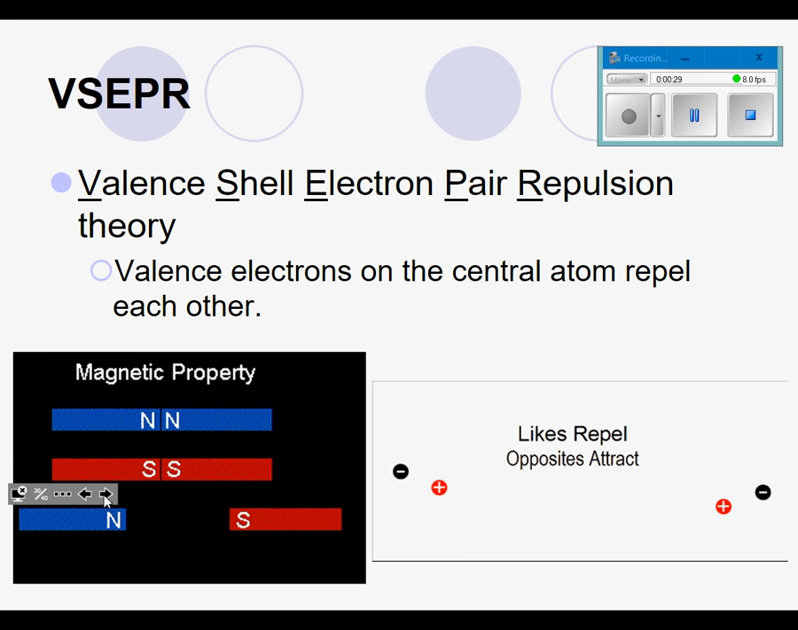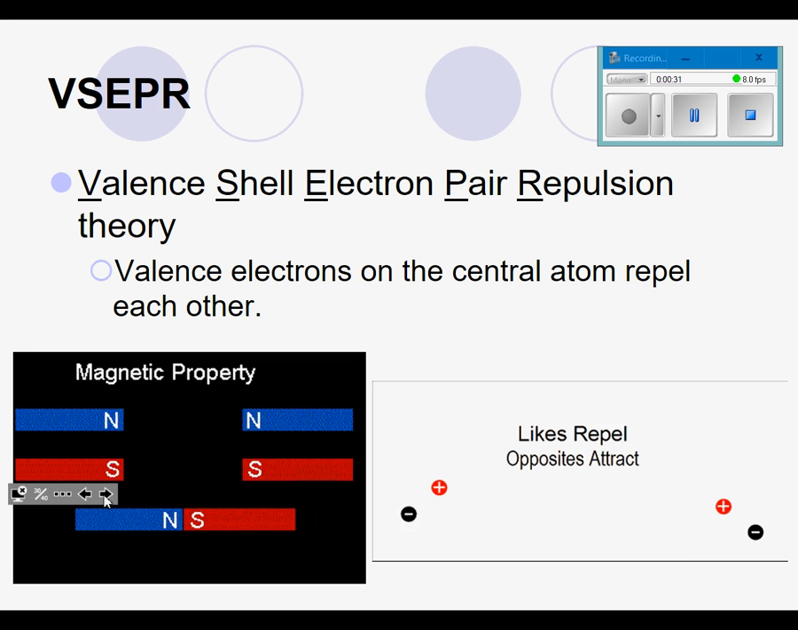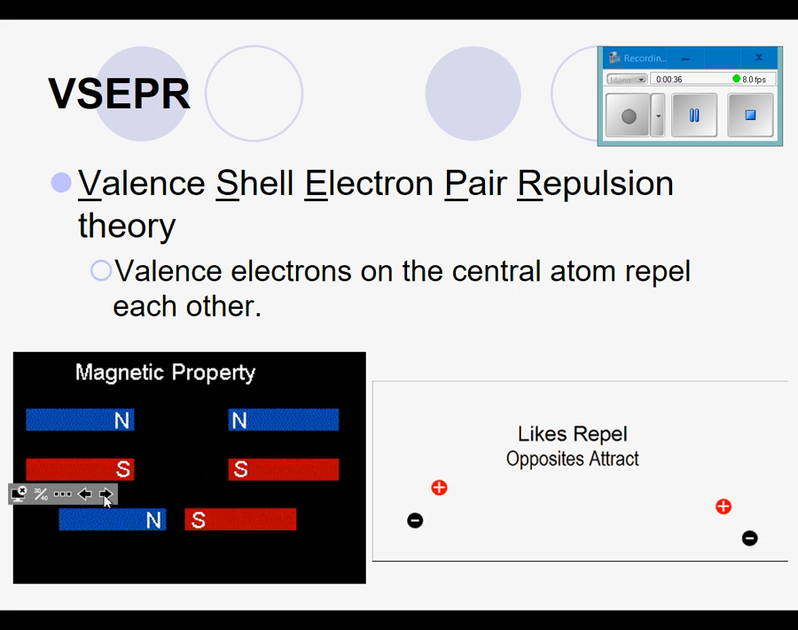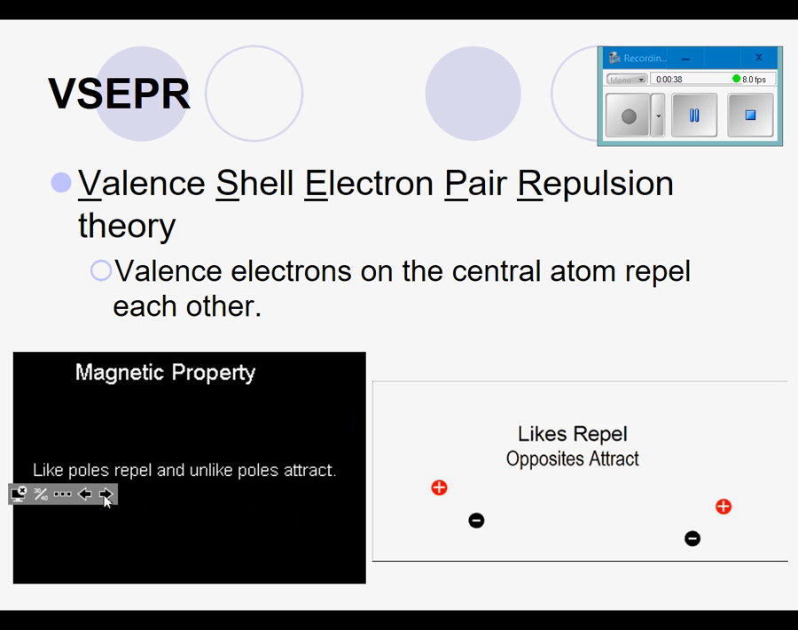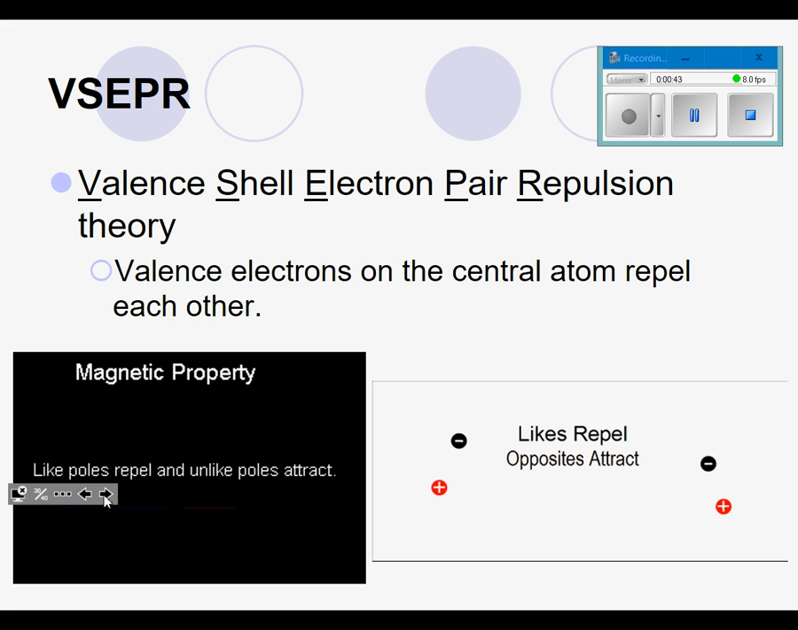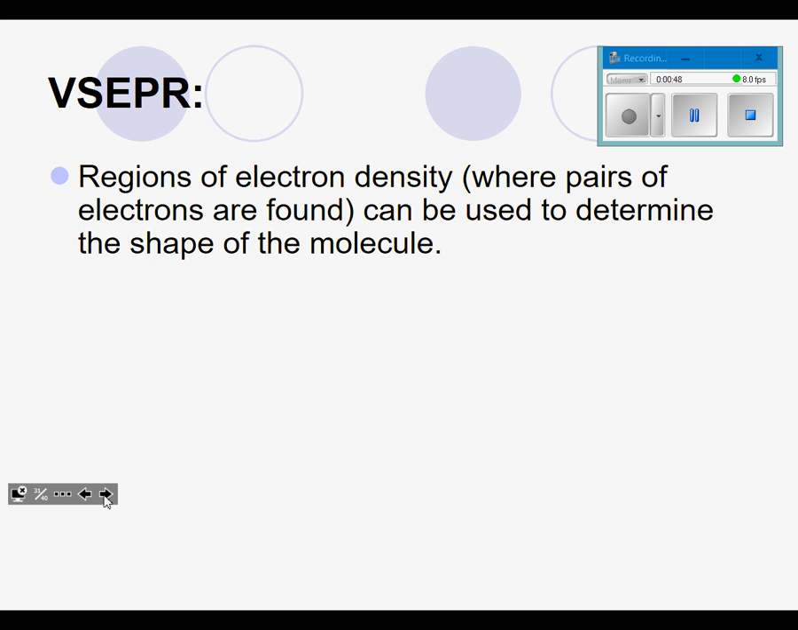And that is because like charges are going to repel and opposites attract. So that's why the electrons will go around the nucleus, because the electrons are negative and the nucleus is positive. But the electrons want to push away from each other, okay, a lot like magnets. All right. Now, regions of electron density are where pairs of electrons can be found, and they can be used to determine the shape of the molecule. So that's really what the VSEPR theory is primarily for, is to determine the shape of a molecule.